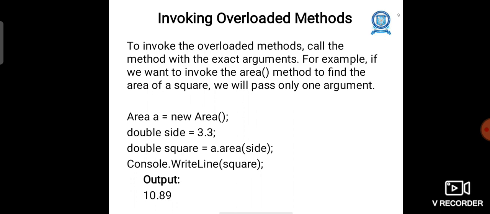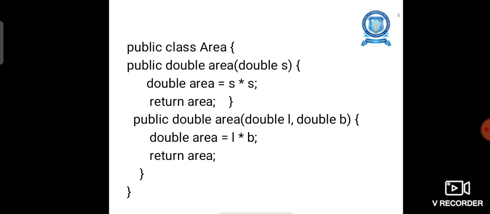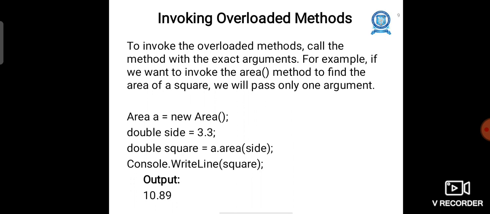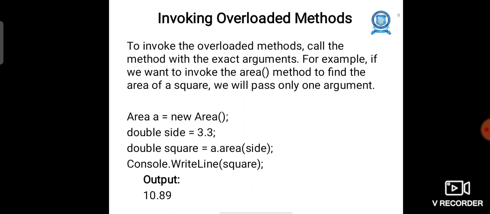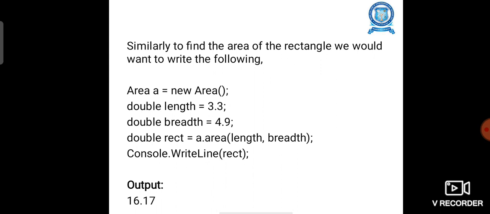When invoking overloaded methods, we should mention the number of arguments correctly. For example, if we call area with only one parameter, the first method, that is the area of the square, will be calculated. If we pass two arguments to the same method area, the second method, that is the area of the rectangle, will be calculated. So in overloaded methods, the important thing is the number of arguments, but we can use the same method name.